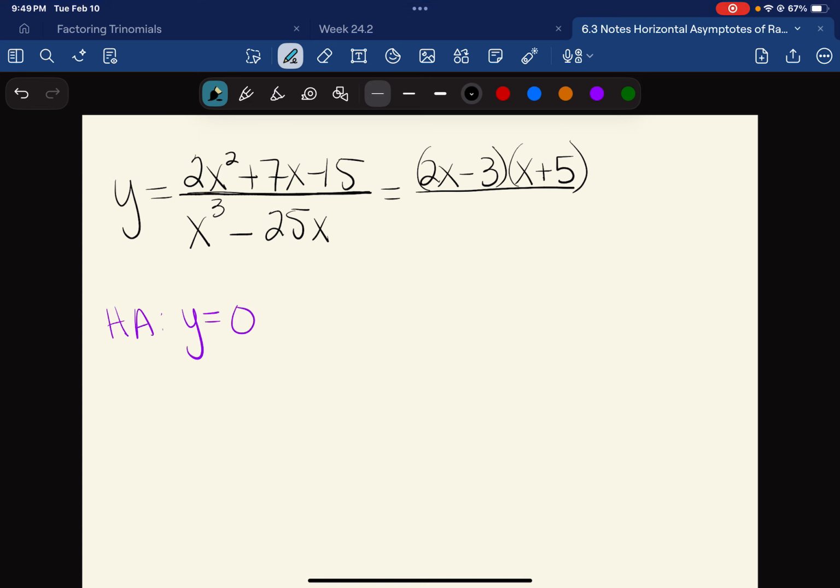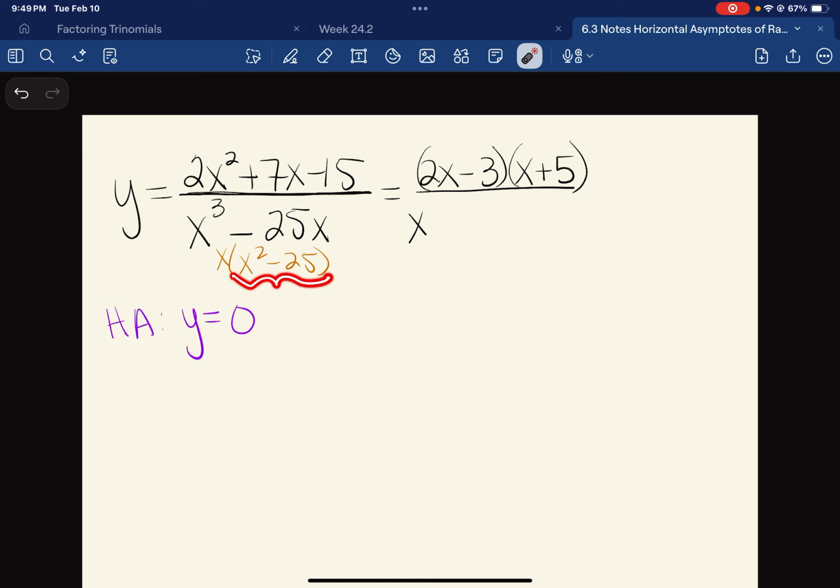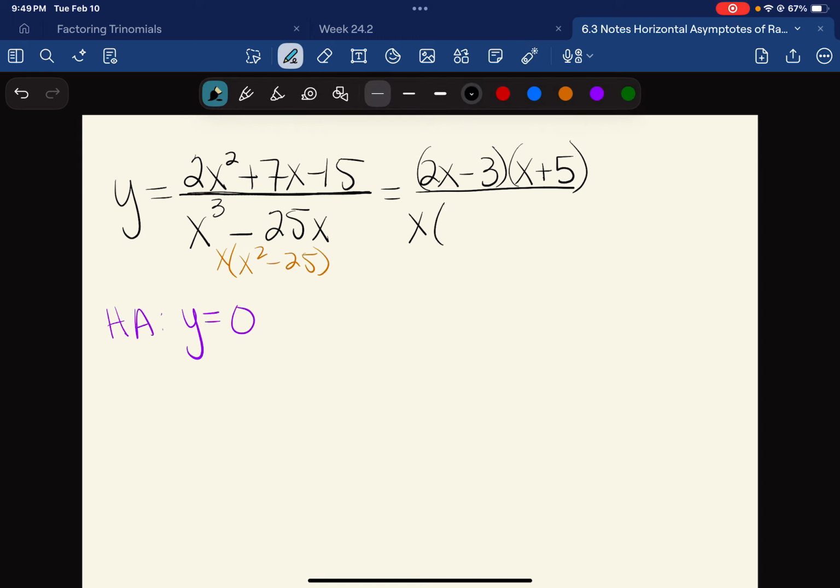And then in our denominator, we would factor out an x variable here and leave us with x squared minus 25. So we have a GCF of x. And then this right here is the difference of two perfect squares, x squared minus 25. So that would be x plus 5 times x minus 5. Okay, so we found the horizontal asymptote when we were in standard form.